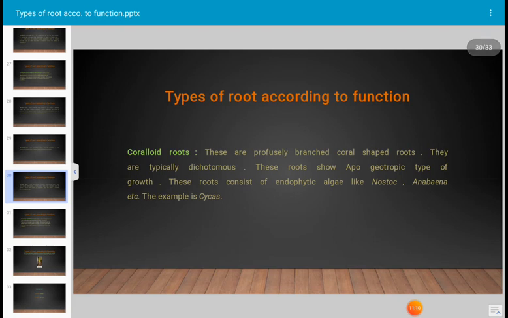Next, coralloid roots. These are profusely branched coral-shaped roots. They are typically dichotomous roots. These roots show apogeotropic type of growth. These roots consist of endophytic algae like Nostoc and Anabaena. Example is cycas.